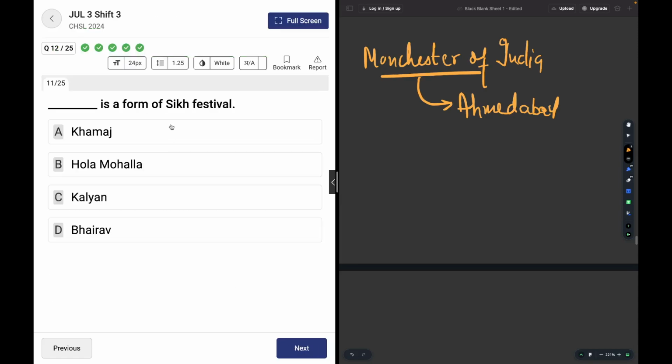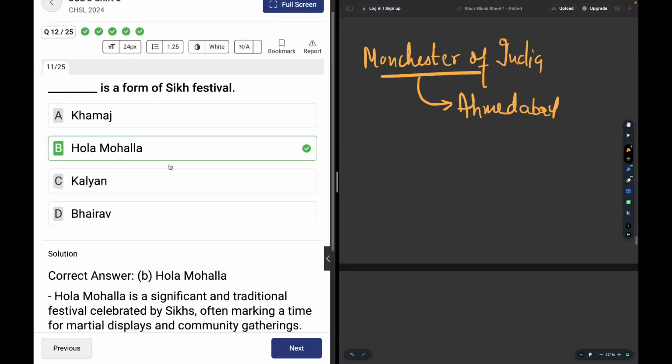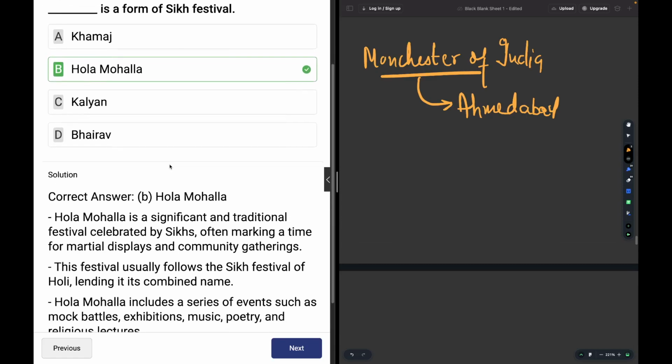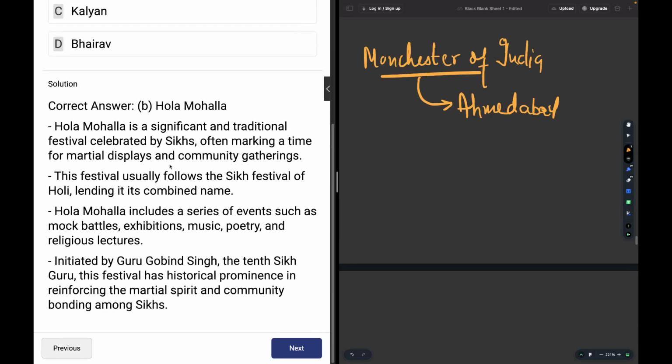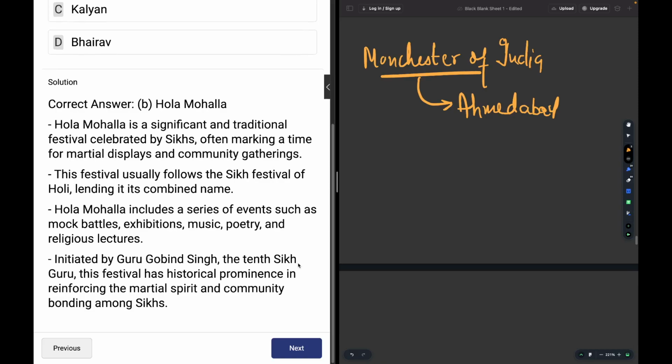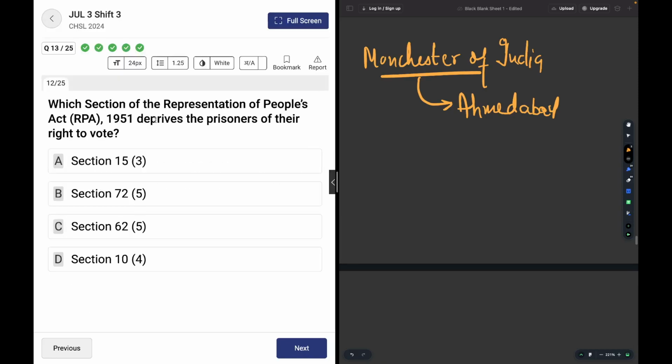Moving on. Hola Mohalla is a Sikh festival. It's one of the Sikh festivals that are celebrated mostly in Punjab. It's a significant and traditional festival celebrated by Sikhs, often marking a time of martial displays and community gatherings.